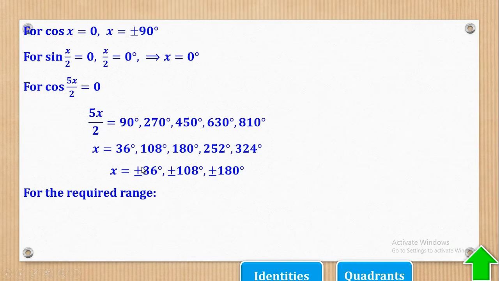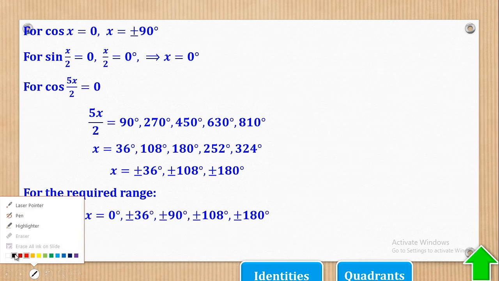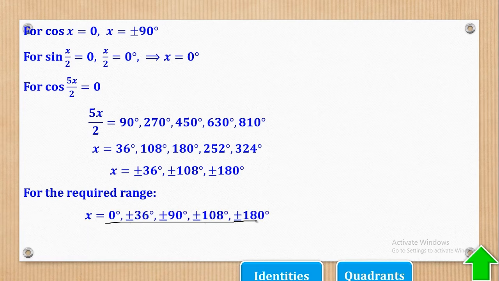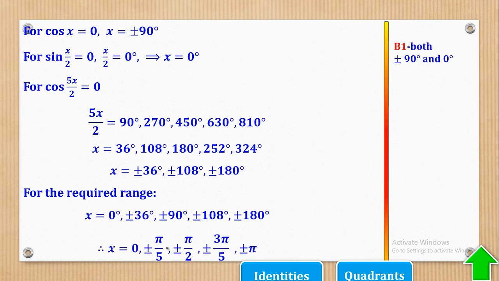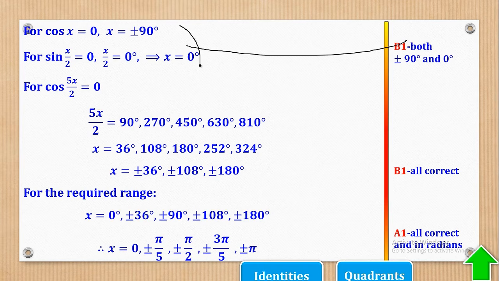Now for the required range, we are going to list all the angles. So when you list all the angles, we shall come up with that. But remember, the angles, they wanted them in radians. So we are going to convert from degrees to radians to come up with that. So basically, that's what they wanted. Now let's see how much can be awarded. So B1 for both these angles, then B1 for all these angles correct, then A1 for all these ones correct, and in radians.